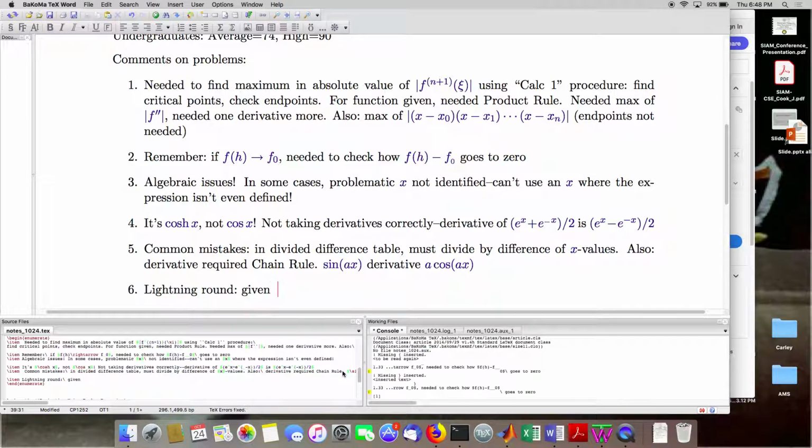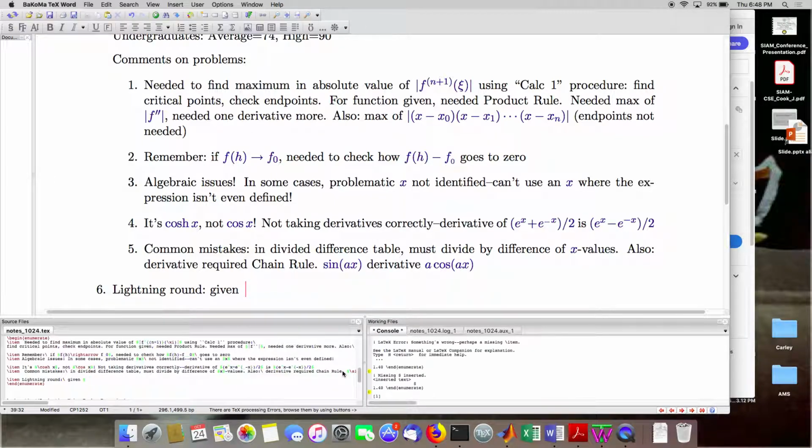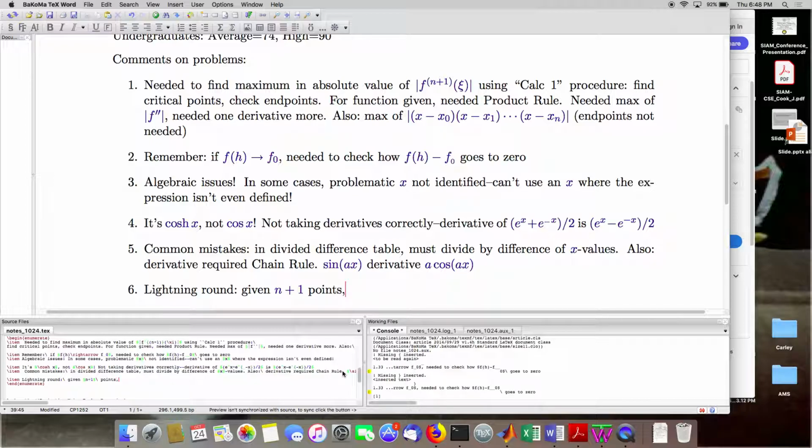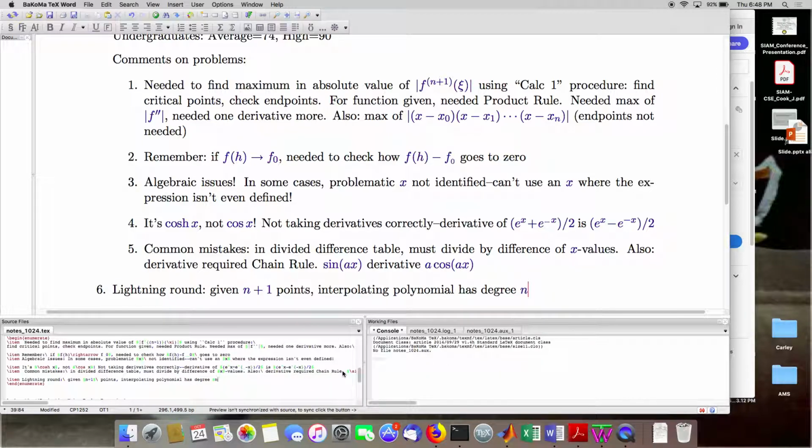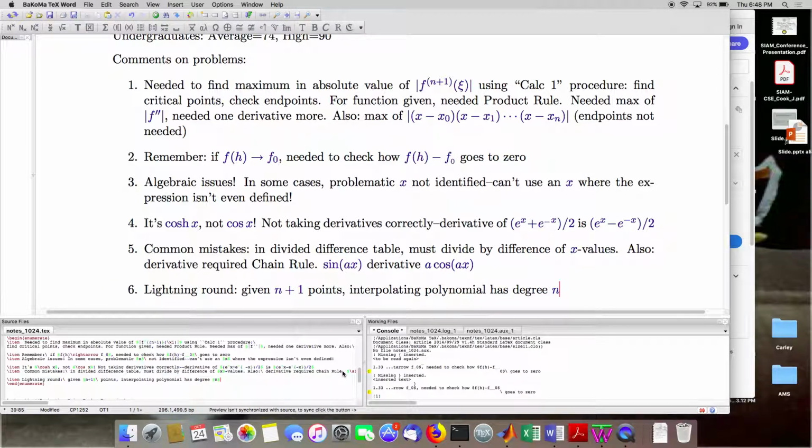If you're given n+1 points, the interpolating polynomial has degree n. So it's always one less than the number of points you're given. A surprising number of people got the degree wrong in that one.